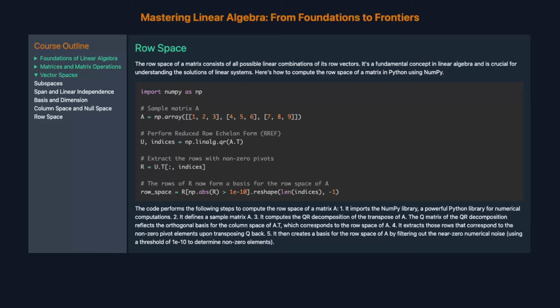4. It extracts those rows that correspond to the non-zero pivot elements upon transposing Q back. 5. It then creates a basis for the row space of A by filtering out the near-zero numerical noise using a threshold of 1e-10 to determine non-zero elements.